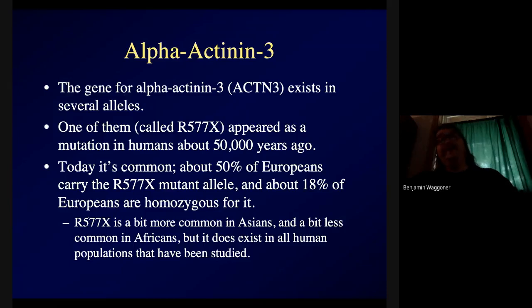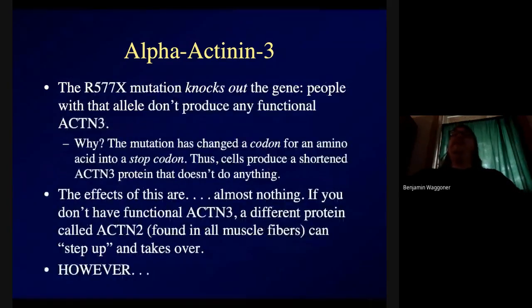Okay, so what? That mutation is a knockout mutation. If you have it, you don't produce the functional protein. You don't make alpha-actinin 3. For most of the proteins in muscle, this would be really, really bad. There's something like 50 different proteins involved in muscle contraction. And in most cases, if you don't make one of them right, you end up with a form of muscular dystrophy.